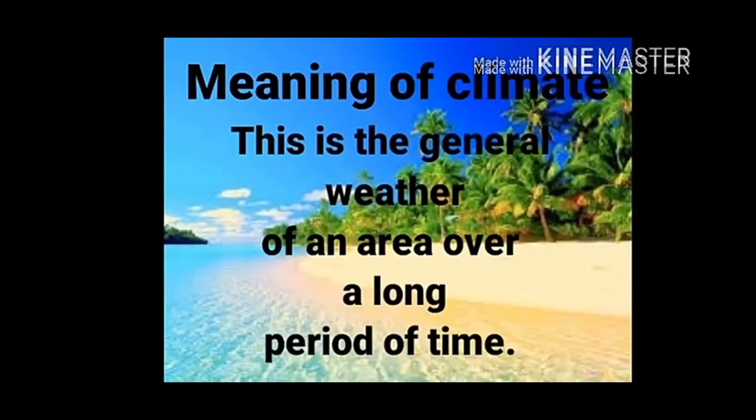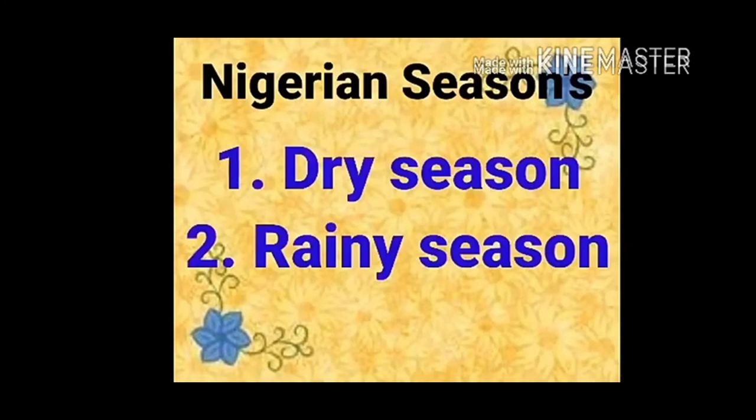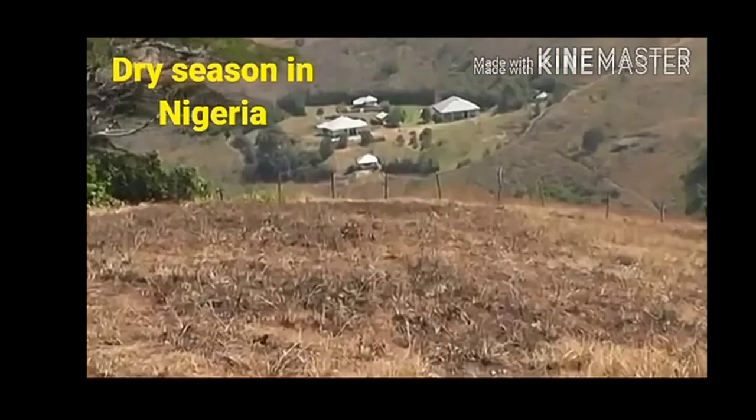A climate is the general weather of an area over a long period of time. So the climate of an environment will be prolonged. Now in Nigeria, we have two seasons, dry season and the rainy season. These are the two seasons that we have in Nigeria.